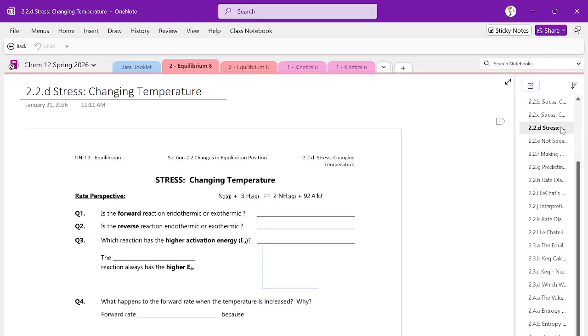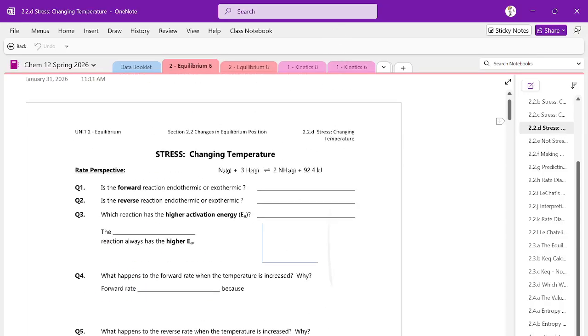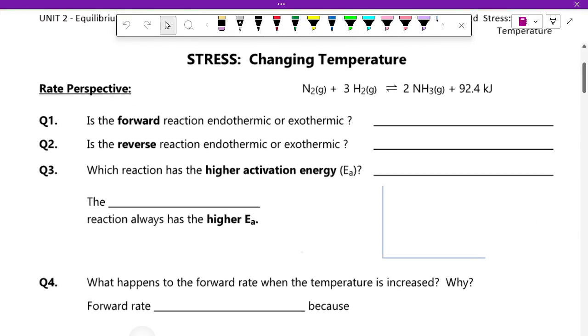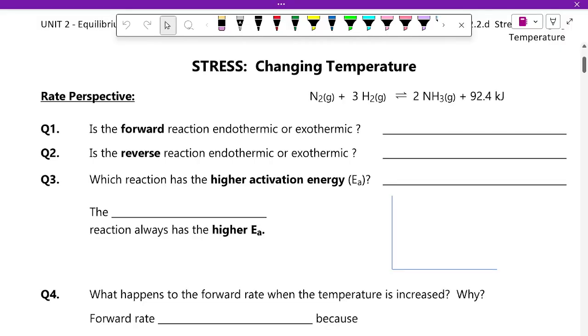Okay. Changing temperature then. This is on page 50. So if you recall, there are 3 stresses. What are the 3 things that can be stresses? Tell your partner, what are the 3 things that can be stresses?